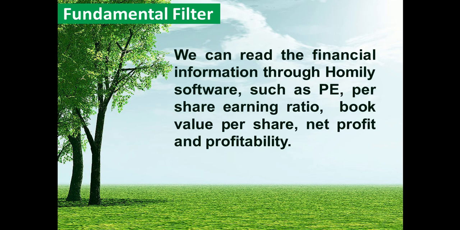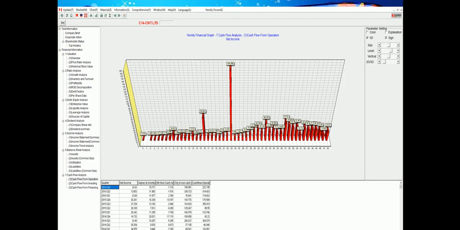Let's see the fundamental filter. We can read the financial information through the software, such as PE, per share earning ratio, book value per share, net profit, and profitability. You can check this financial information. How to check it? So firstly, let's see this one. Then we can check the cash flow. Okay. So we can see the net income.